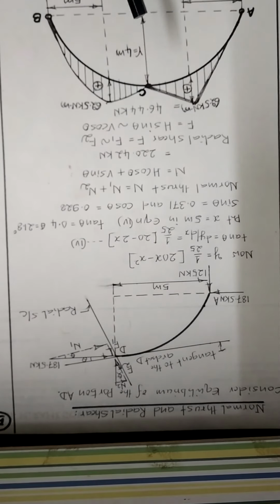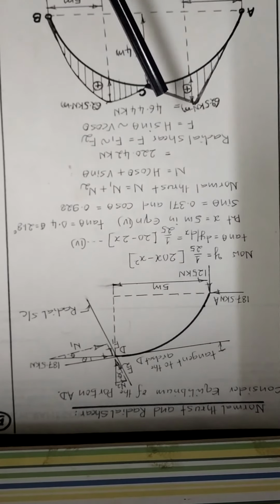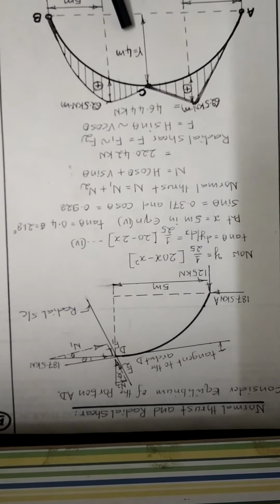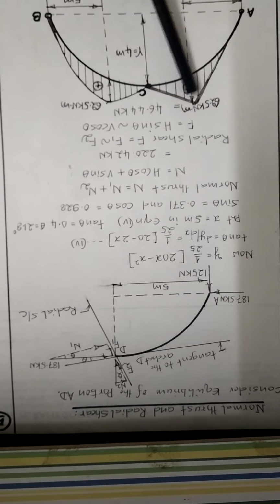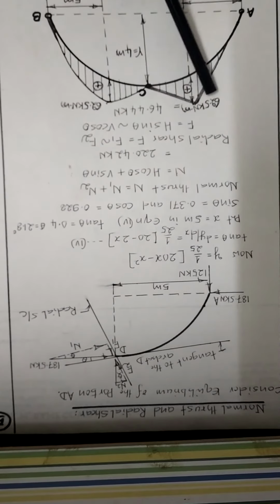Finally, after obtaining the normal thrust and radial shear, draw the bending moment diagram for the given arch. This is the bending moment diagram of the given arch. To draw this diagram, mark the center or axis of the arch and treat that as a datum line or reference line. Mark the positive bending moment in the portion AC, magnitude 62.5 kilonewton meter, at a distance of 5 meter from point A, that is the quarter span point.